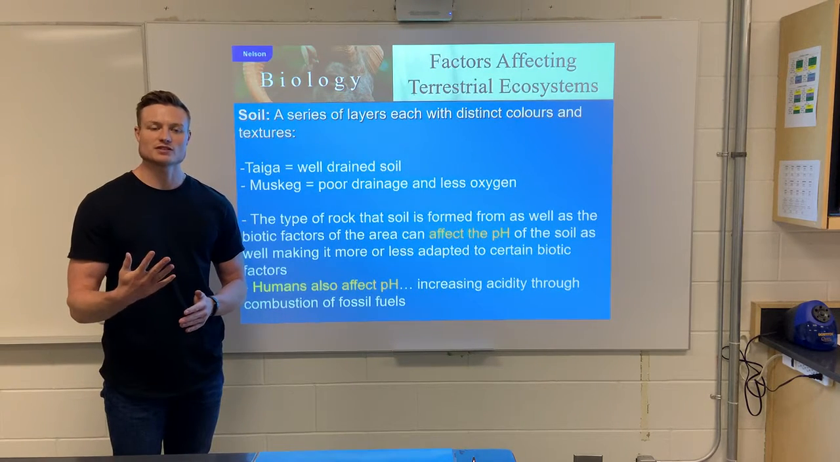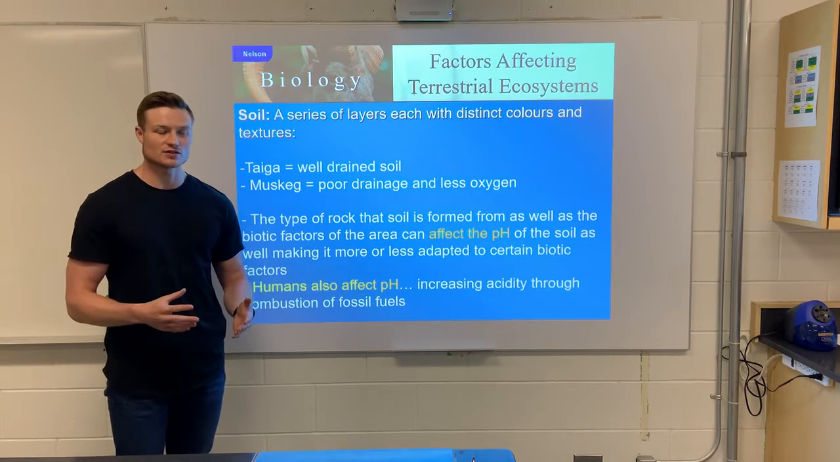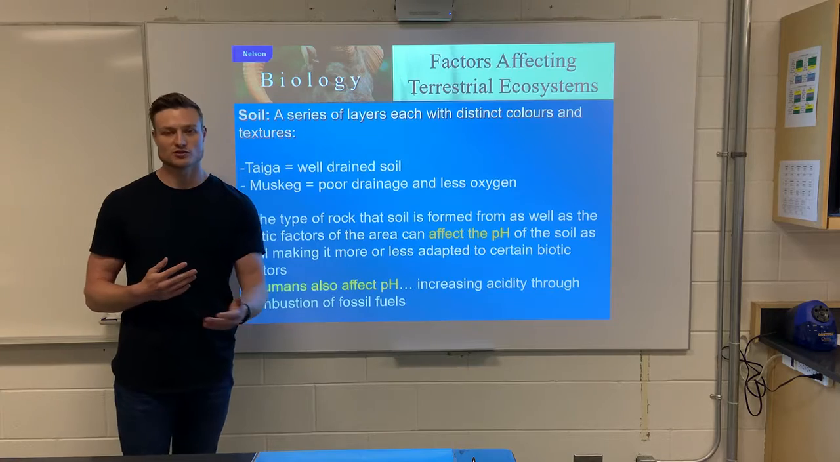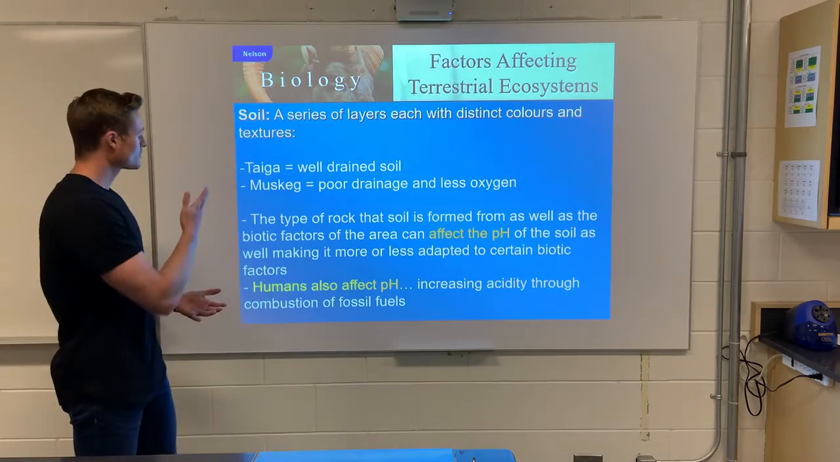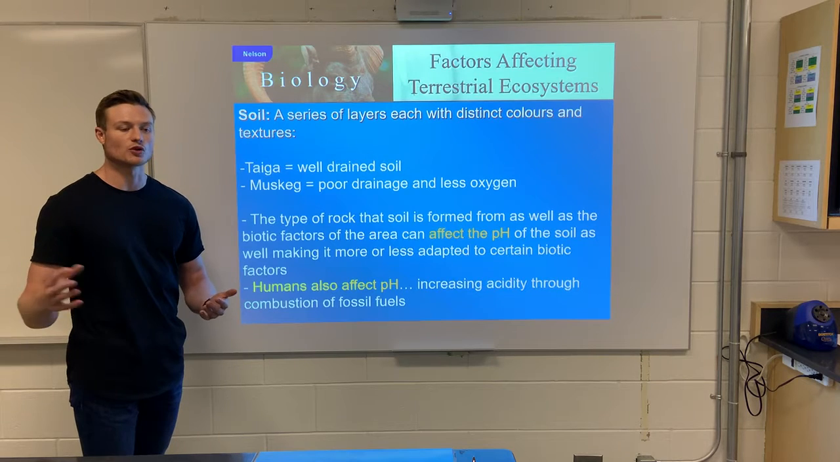So these are some factors that will impact what species you can have in various ecosystems, such as the muskeg, the deciduous forest, or the grasslands. First one is, of course, soil. Soil is very, very important. This is essential to growing certain plants.